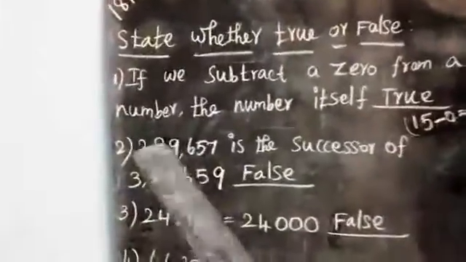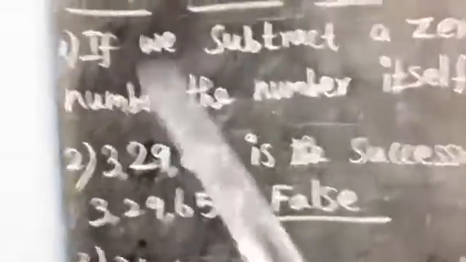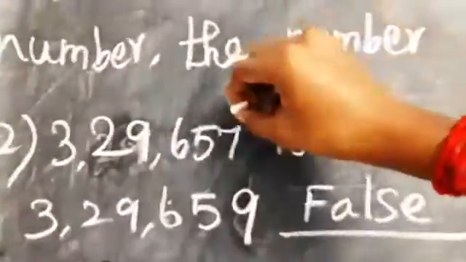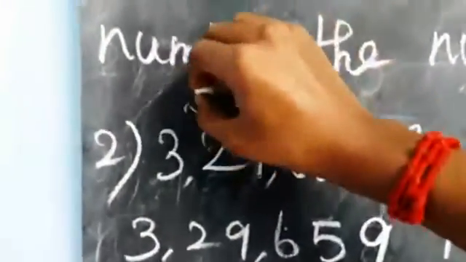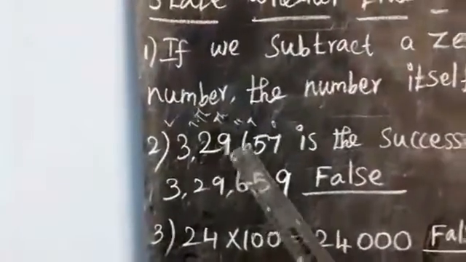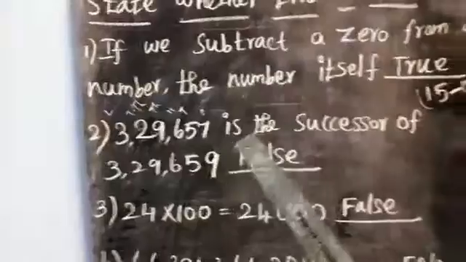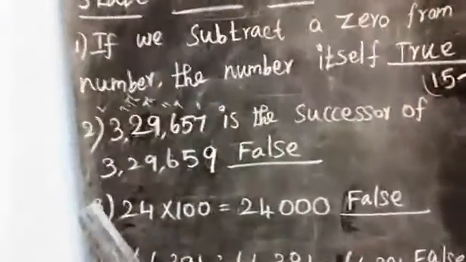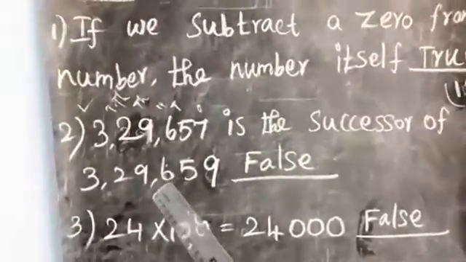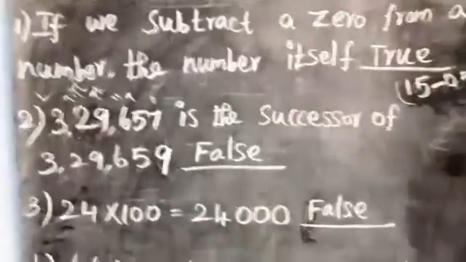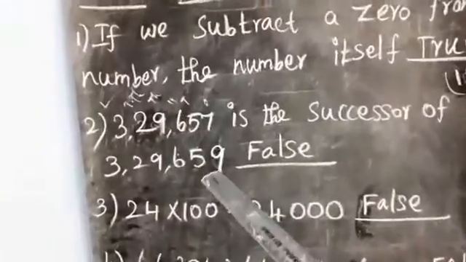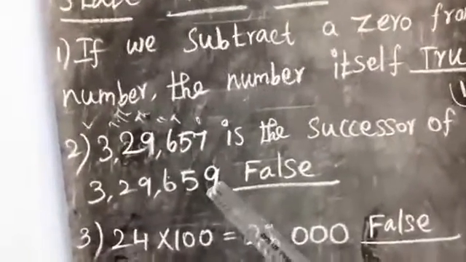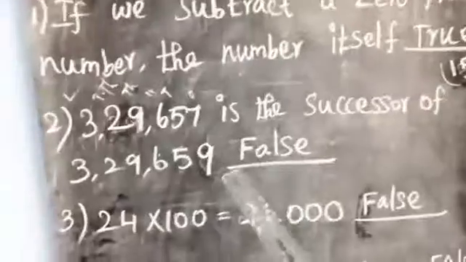Second one, look at the place value. Numbers denote the place value: ones, tens, hundreds, thousands, ten thousands, lakh. So 3,29,657 is the successor of 3,29,659. Successor means the number after. So after 57 comes 58. 58 will be correct. Here 59 is given.